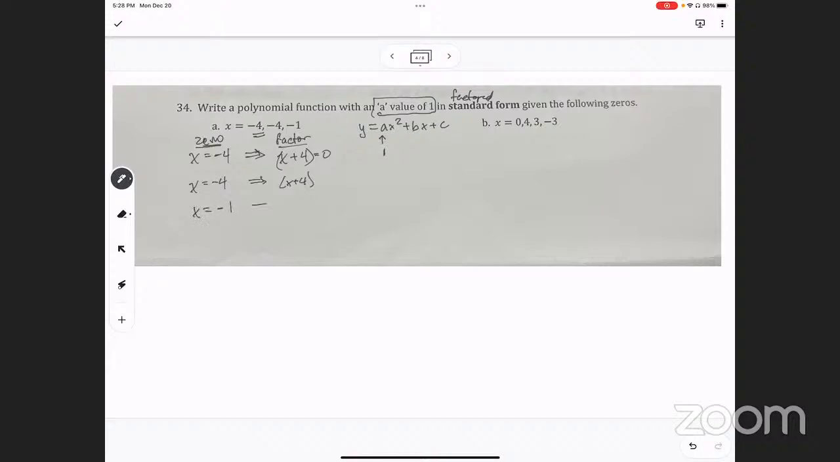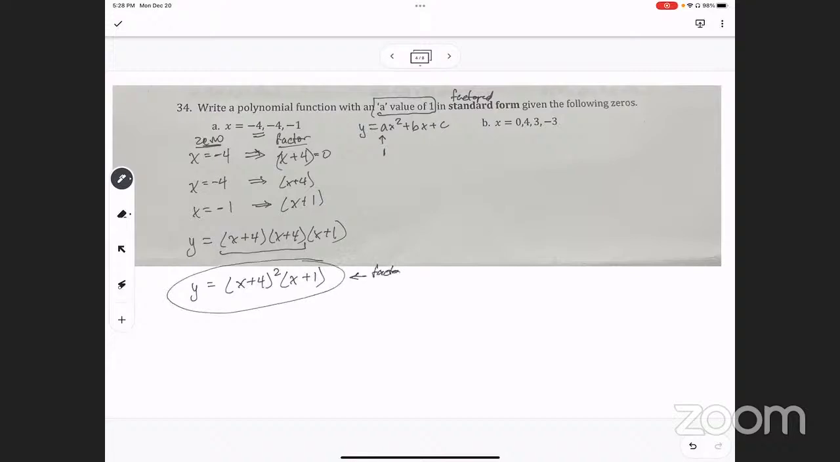And x equals -1 means I have x plus 1. So my polynomial function, if I leave it in factored form, is y equals (x plus 4)(x plus 4)(x plus 1). And if I wanted to write it more efficiently, it would be y equals (x plus 4) squared times (x plus 1). So that's factored form.